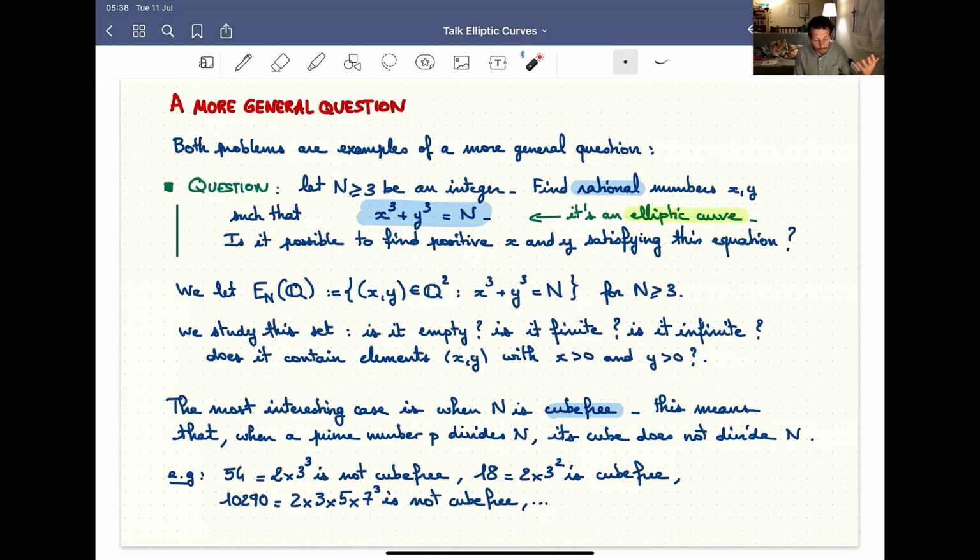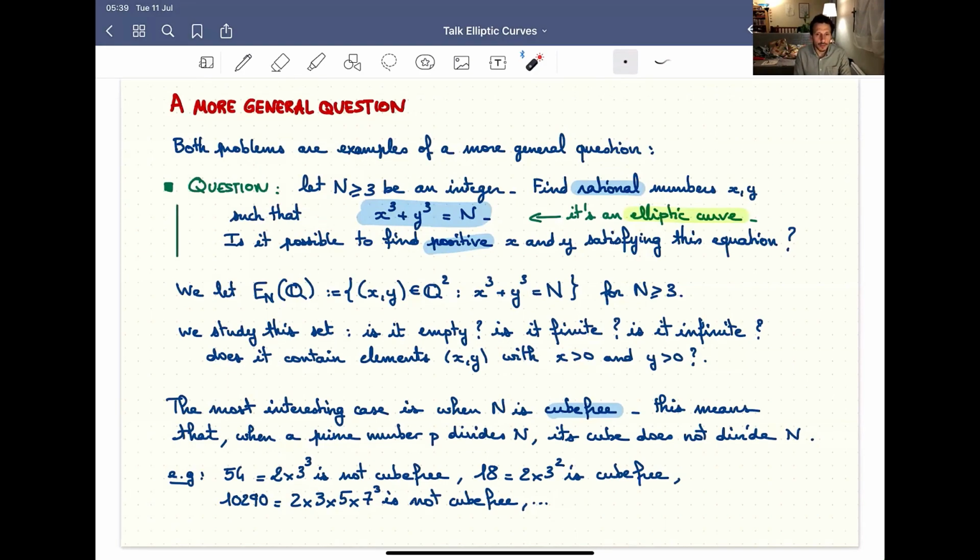I guess there are plenty of questions that you can ask about this, but problem 1 and problem 2 are about finding positive x and y, which satisfy this equation. So we add one extra condition that x and y should be positive. And I should say that this equation x cubed plus y cubed equals n is an example of an elliptic curve. And I will try and explain what's special about those equations.